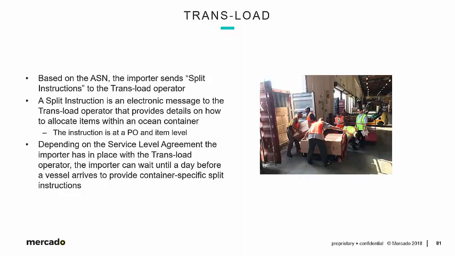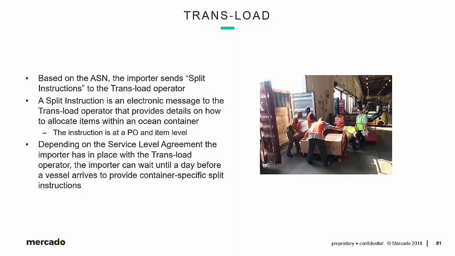These gentlemen, once again, are stripping an ocean container. They will have already received the split instructions, and they're taking the content from this ocean container and putting merchandise into domestic trailers that are assigned to specific destinations around the country. Maybe it's 2 destinations, maybe it's 4. It depends on the importer. But all of these instructions, as we see in bullet point 2, the instruction is at a PO and item level.